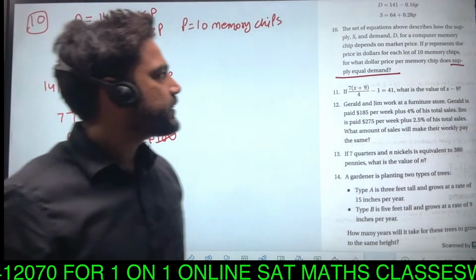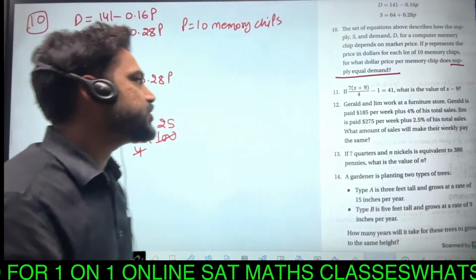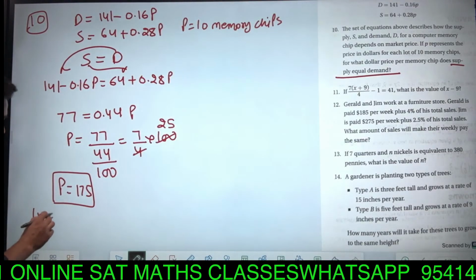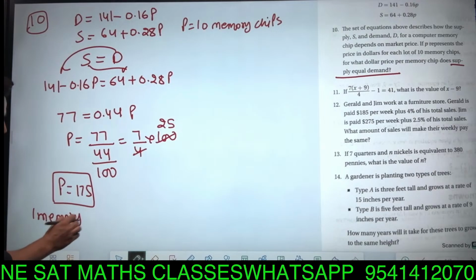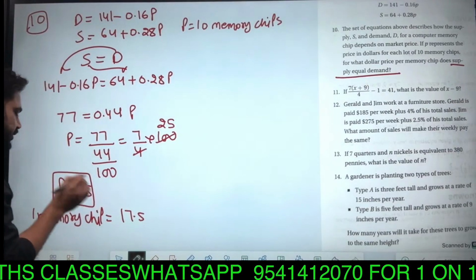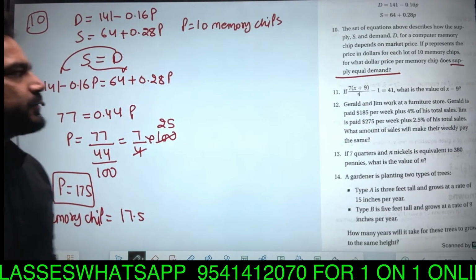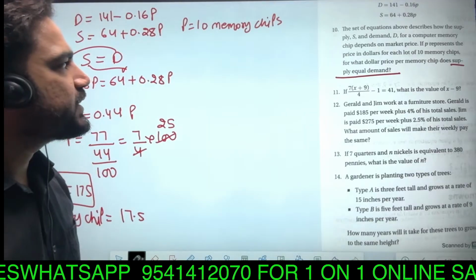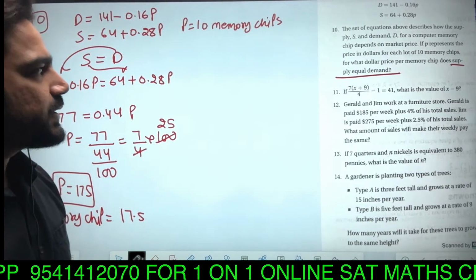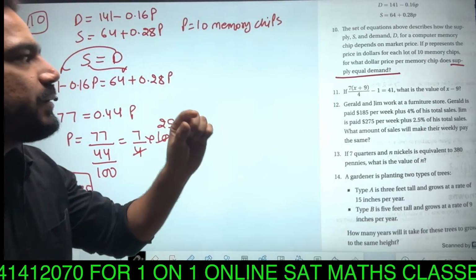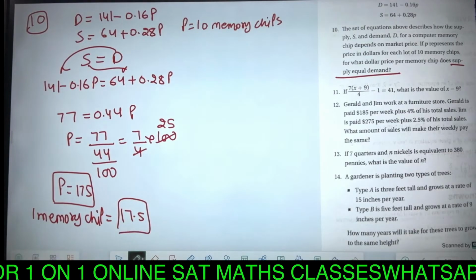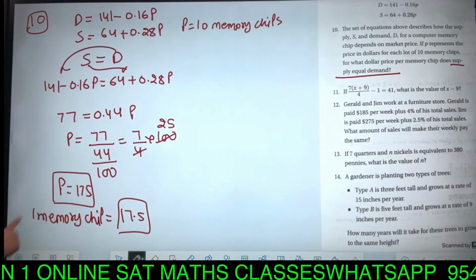Now they are saying that P is the price of 10 memory chips. If P is the price of 10 memory chips, then what is the price of one memory chip? One memory chip price will be 17.5. We just have to divide P by 10. Now, if P represents price in dollars, what is the dollar price per memory chip? Per memory chip, you have to focus. 17.5 is the answer, because this is the price per memory chip.